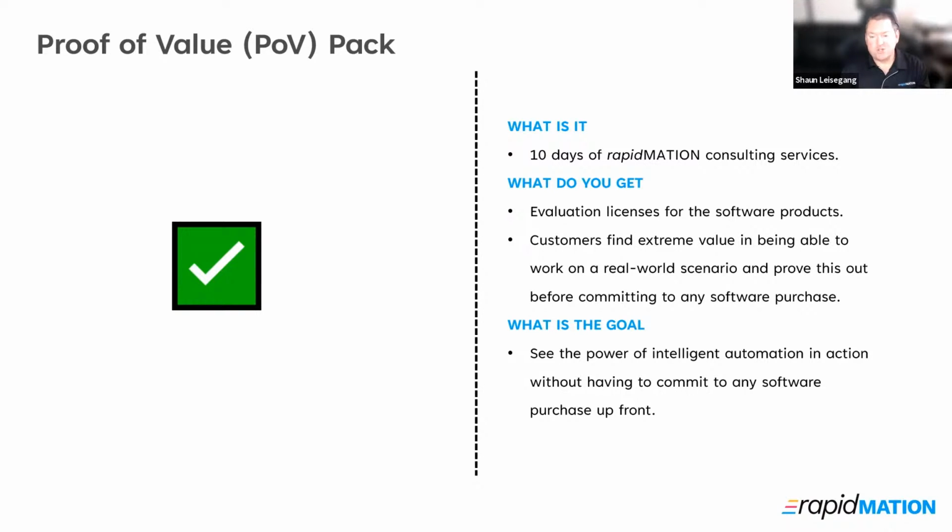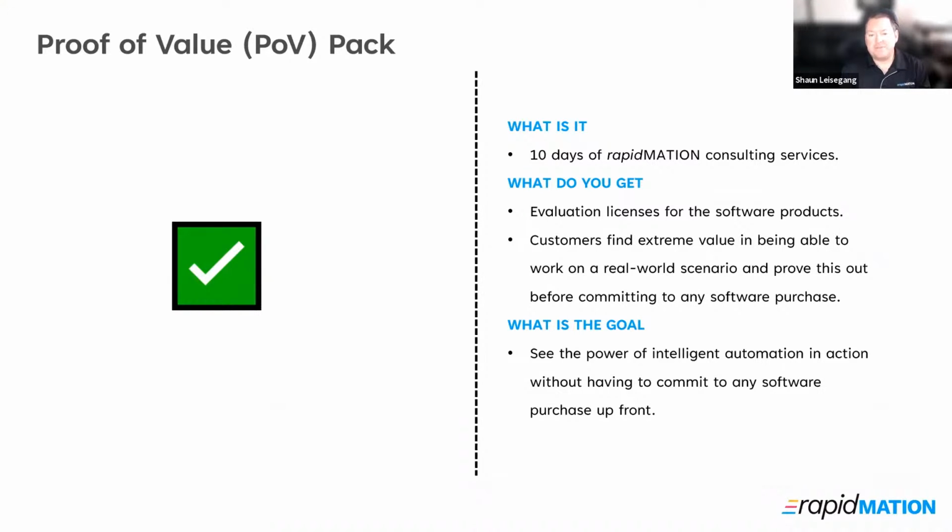Many people ask me, hey, Sean, how do we get started on this process mining journey? Well, a perfect place to start is with one of these things called a proof of value pack. What it is, we section out a 10-day piece of work. Really, that's just one sprint of work in our world. What we do is we get you evaluation licenses for some of the software products we've shown you today.